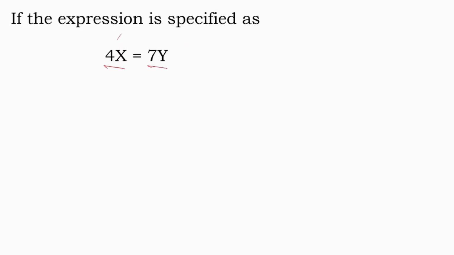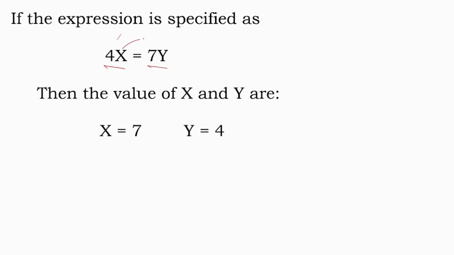See here another expression: 4x equal to 7y. In this, the value of x equals 7 and y equals 4. Look here, this x can come in the denominator of y and 7 can come under the denominator of 4, as they are shifted to the other side of the equality. So that's why y equals 4 and x equals 7.